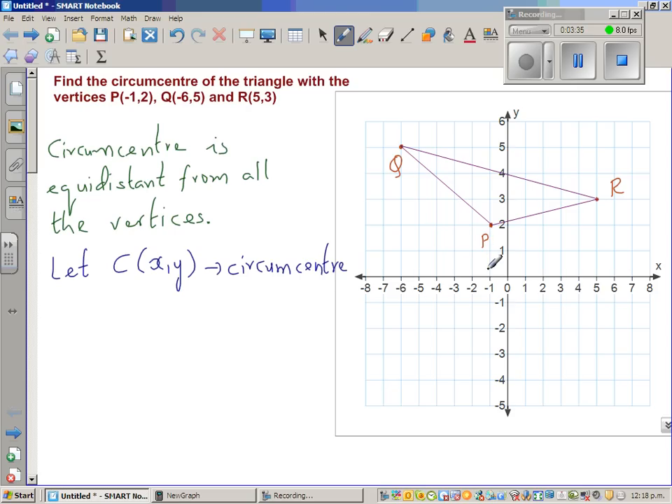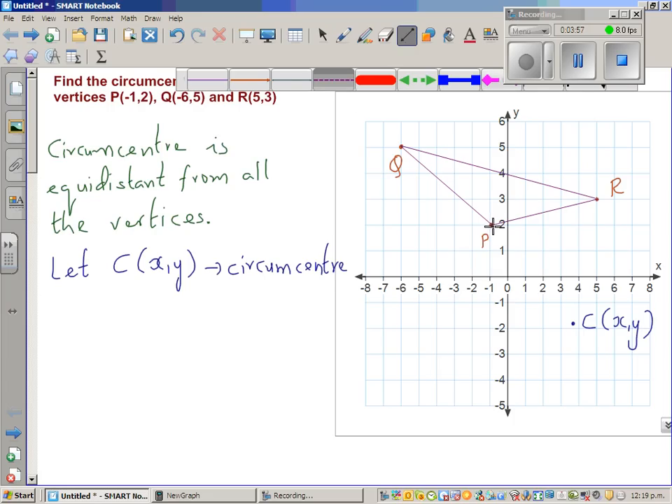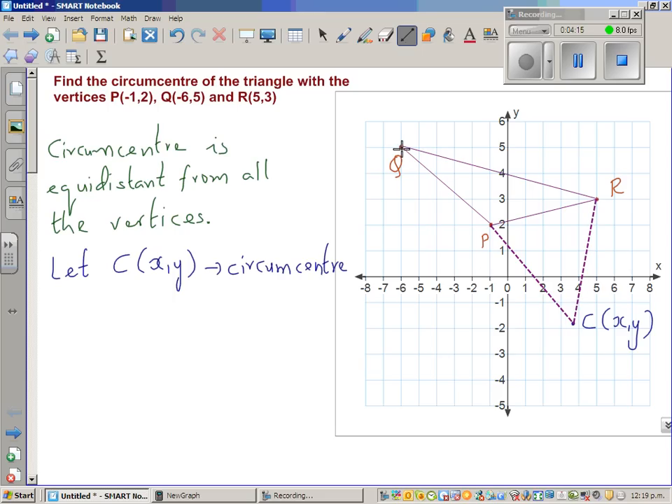So here I can make a guess. It is somewhere in the exterior. Say it comes somewhere here. This is my guess. So the circumcenter comes somewhere here. This is (x, y). What I just said is that the distance of vertex P from the circumcenter is equal to this distance, and this doesn't look good, but I'm making a guess. So this point is such that CR is equal to CP is equal to CQ. CQ looks quite big, but this is only the definition.